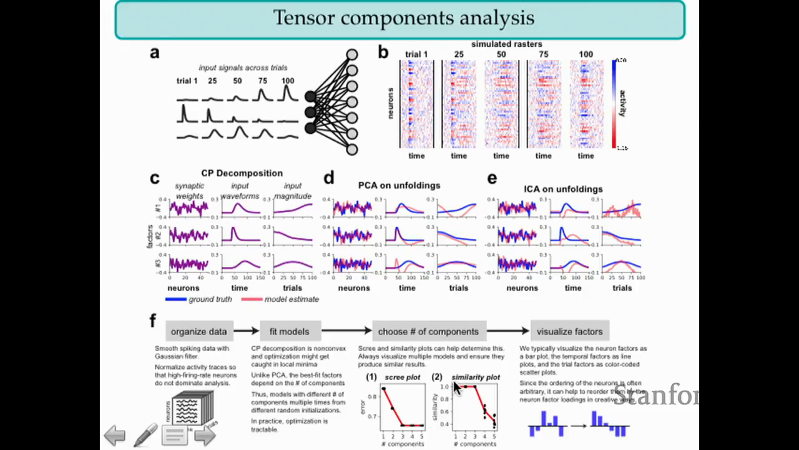You could look at the similarity of the factors that you get, because this is a non-convex optimization problem. So if you start from different initial conditions, you may get slightly different factors. So you could run it multiple times from different initial conditions and align the factors and see how similar the factors are. As you start including more and more factors, they'll stop being similar to each other.